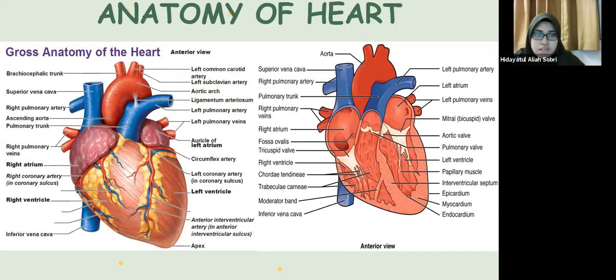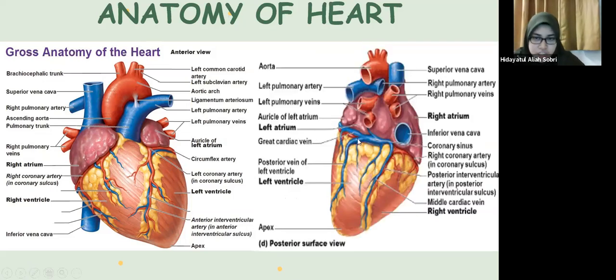The heart is supplied by the coronary arteries, which consist of the right coronary artery and the left coronary artery. They are located in the atrioventricular sulcus and the interventricular sulcus, and form a crown shape. The venous drainage of the heart is through the coronary sinus, which receives from the great cardiac vein, the posterior vein of the left ventricle, and the middle cardiac vein. This coronary sinus opens into the right atrium.